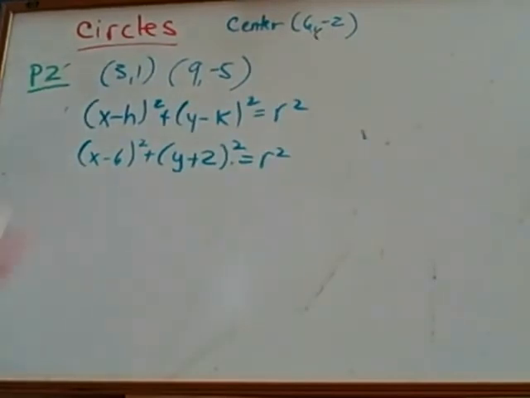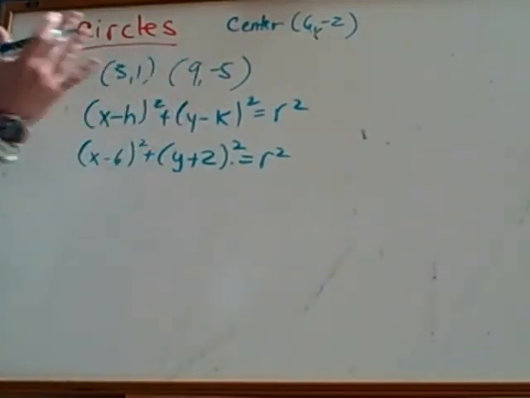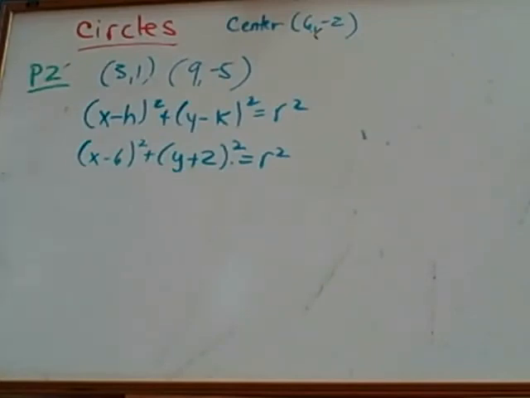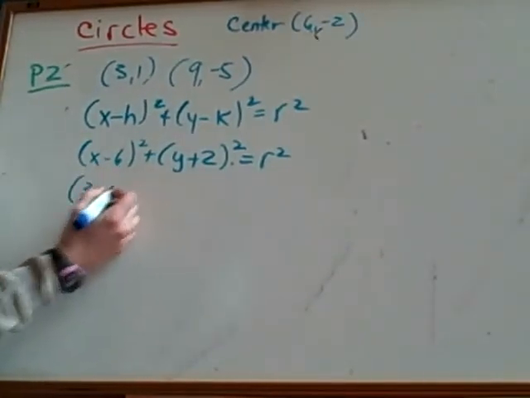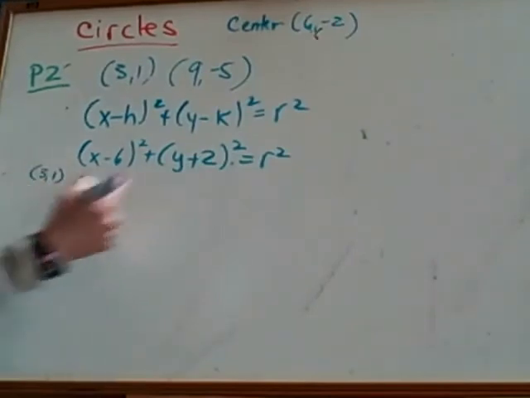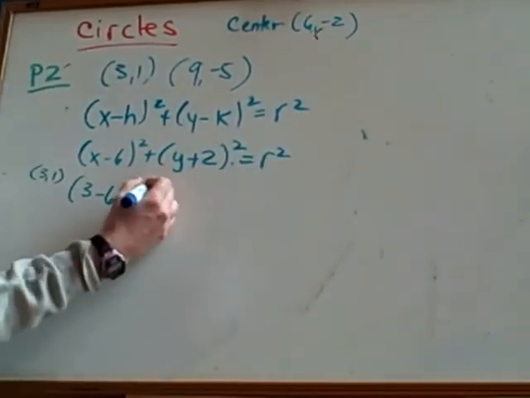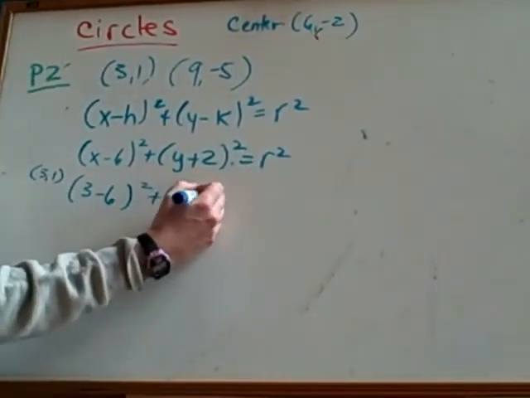Now I could choose either one of these points because if they're the endpoints of my diameter, that means they actually lie on the circle. Which one do you want to pick? 3, 1. I would too because it's smaller and easier. So all we're doing is plugging in the point 3, 1 here in order to solve for r squared. 3 minus 6 quantity squared, 1 plus 2 quantity squared is r squared.